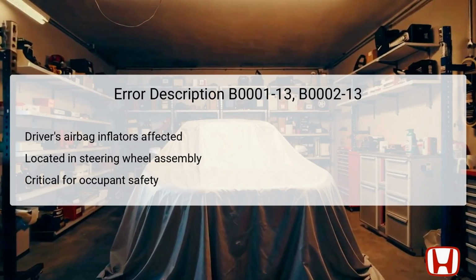The DTC B0001-13 and B0002-13 primarily signify problems related to the driver's airbag inflators. Both identified inflators are vital for the timely and effective deployment of the airbag system in case of a collision. They are situated within the steering wheel assembly, where they facilitate a rapid inflation of the airbag to minimize the risk of injury. The inflators work by igniting a propellant that fills the airbag with gas, acting as a barrier between the vehicle occupants and the hard surfaces of the car interior during a crash.